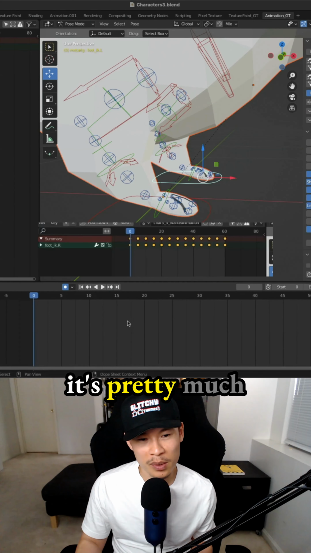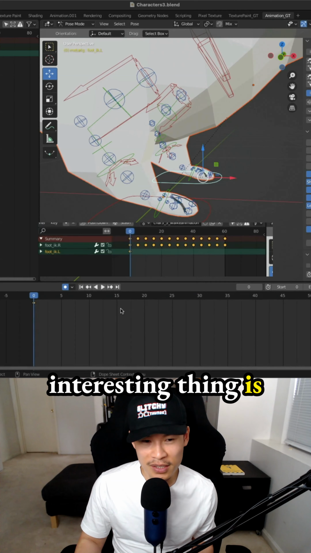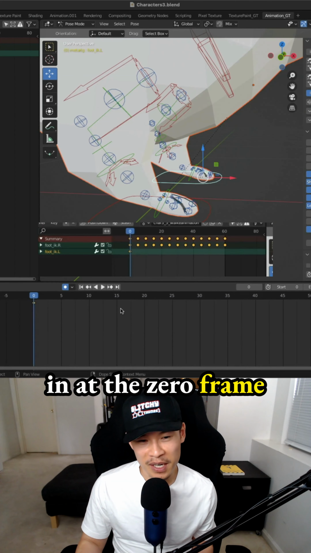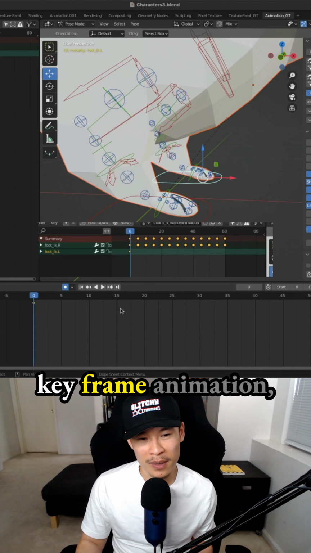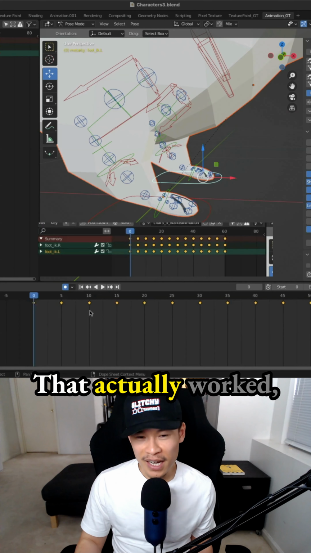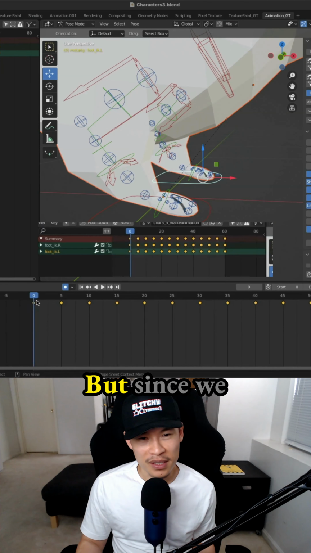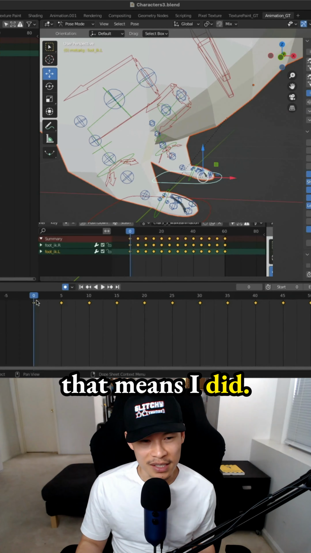For the other side, it's pretty much the same thing, but at the 0 frame, keyframe that in by pressing I. The interesting thing is I keyframed that in at the 0 frame, and that started the keyframe animation, but then I decided to paste it flipped this time around. That actually worked, which is interesting. I thought I didn't figure that out, but since we have it on video, that means I did. That actually worked.